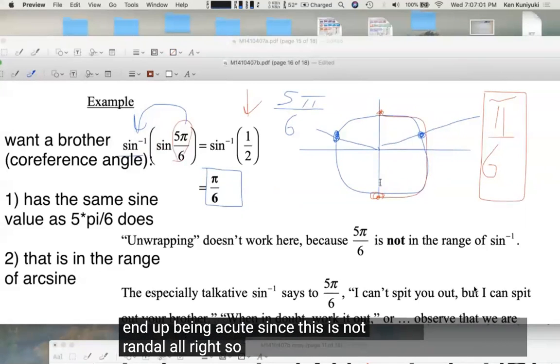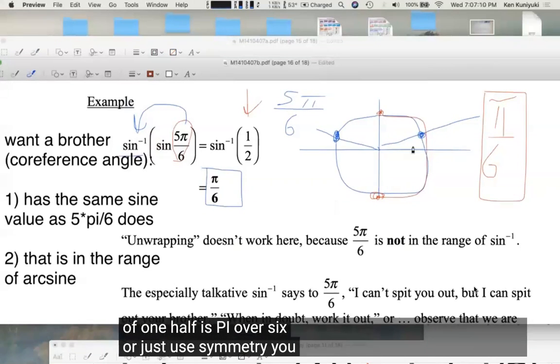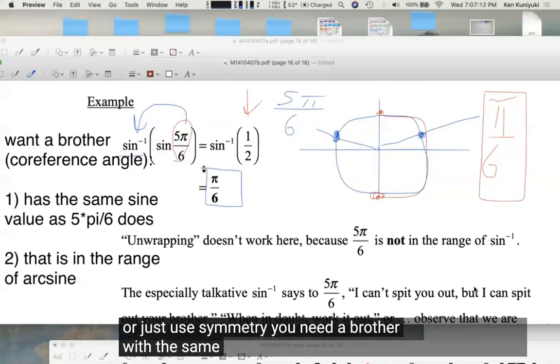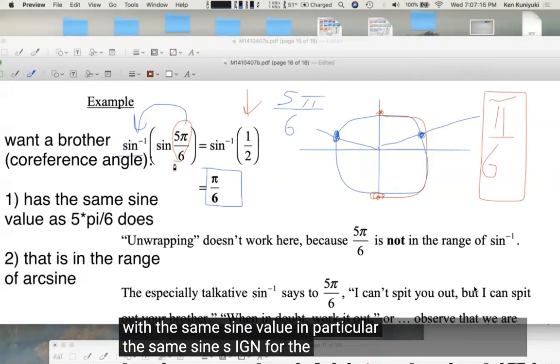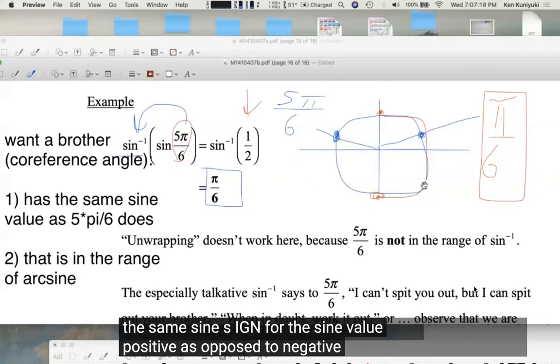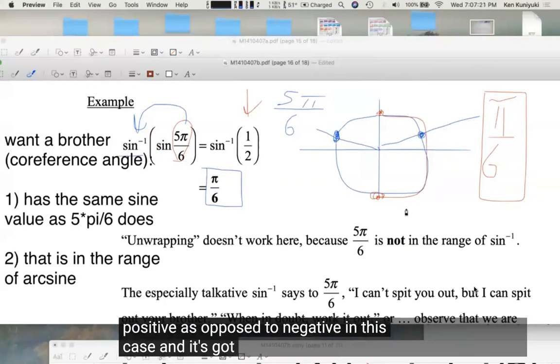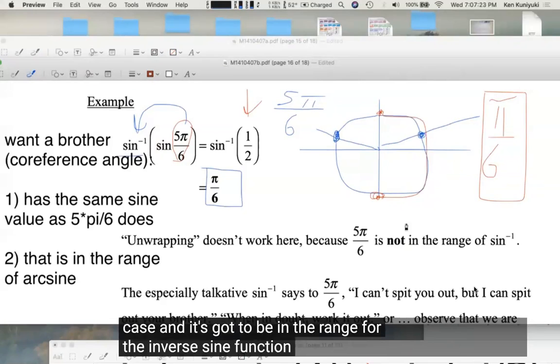All right. So you could either work this out brute force. Sine of 5 pi over 6 is 1/2. The inverse sine of 1/2 is pi over 6. Or just use symmetry. You need a brother with the same sine value, in particular, the same sign, SIGN, for the sine value, positive as opposed to negative in this case, and it's got to be in the range for the inverse sine function.